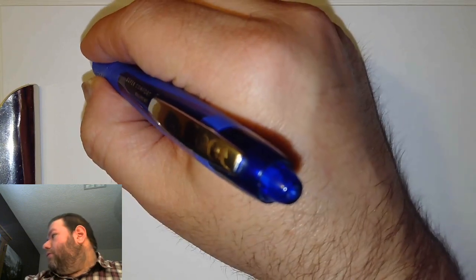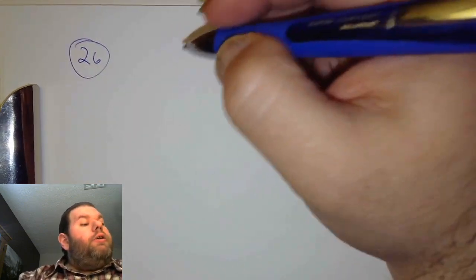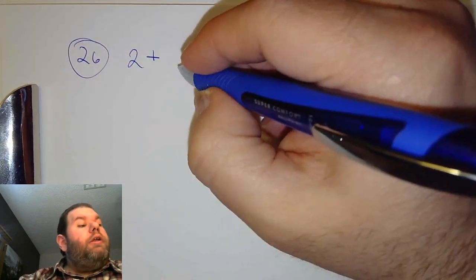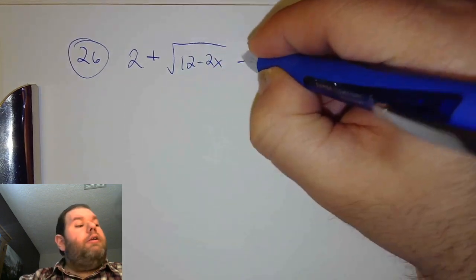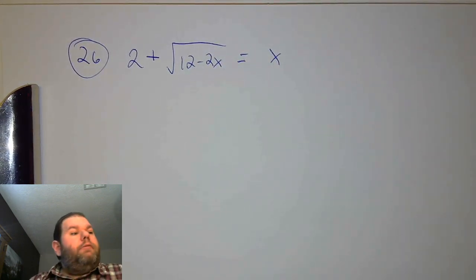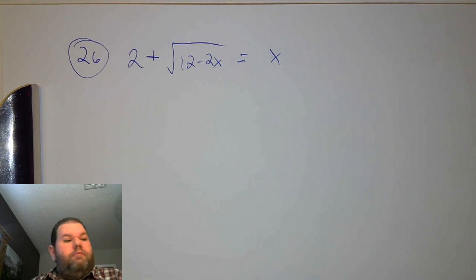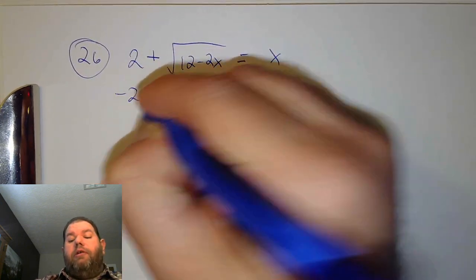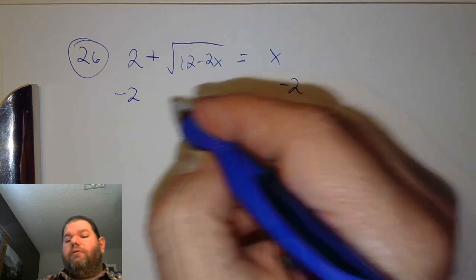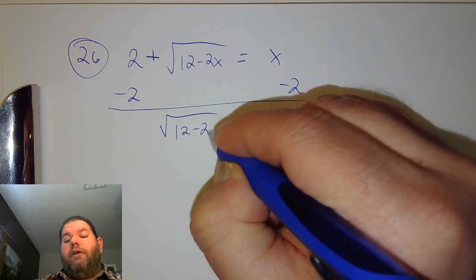Let's do 26 next. We have 2 plus the square root of, oh sorry, this is 12 minus 2x equals x. Now, again, in this problem, similar to an earlier one that we saw, besides just our square root, we have an extra number on this left-hand side. So, step 1, we'll want to go ahead and subtract that number over so that we can have the square root by itself on this one side.